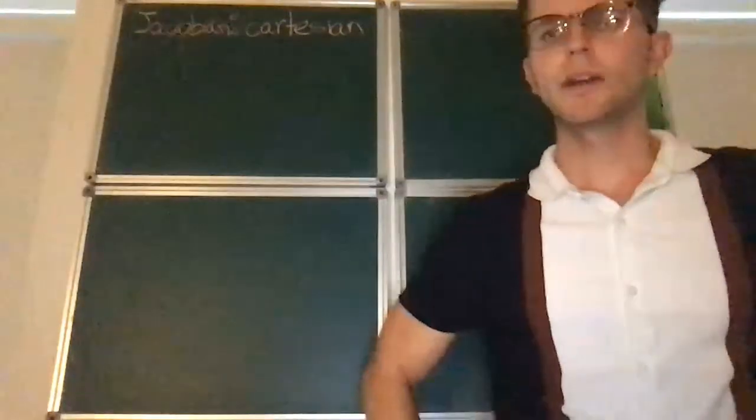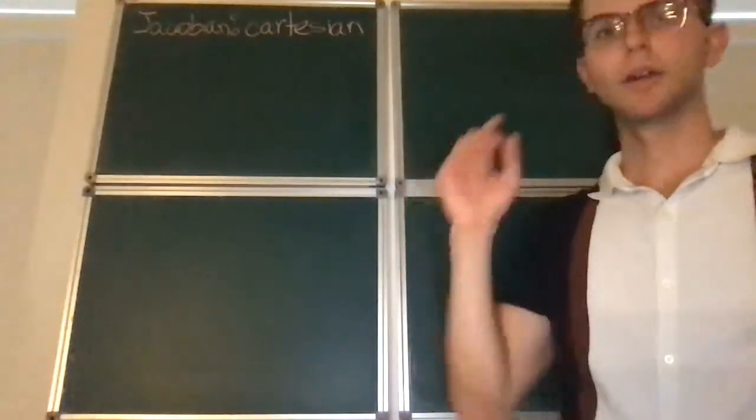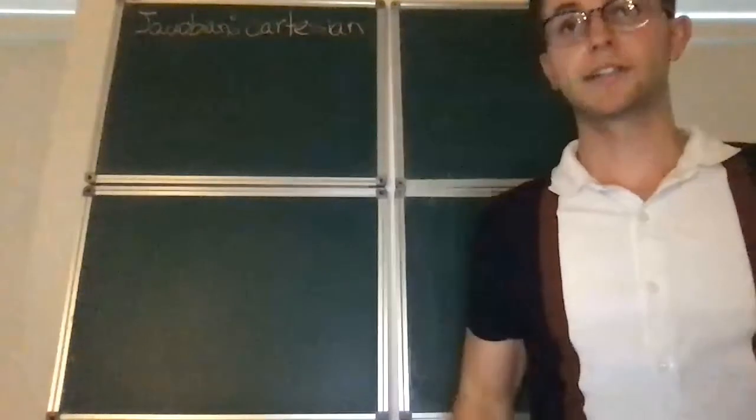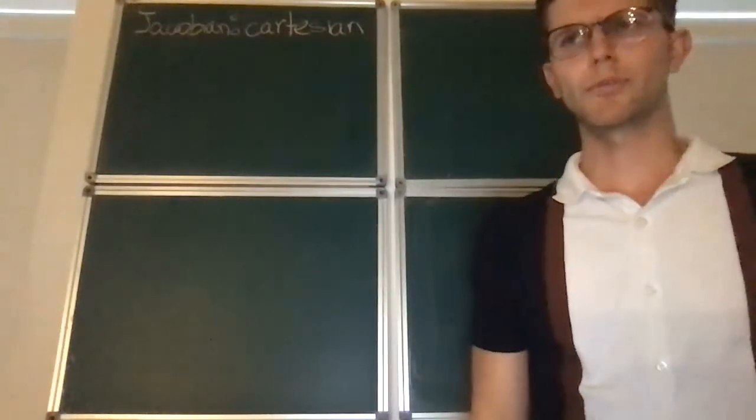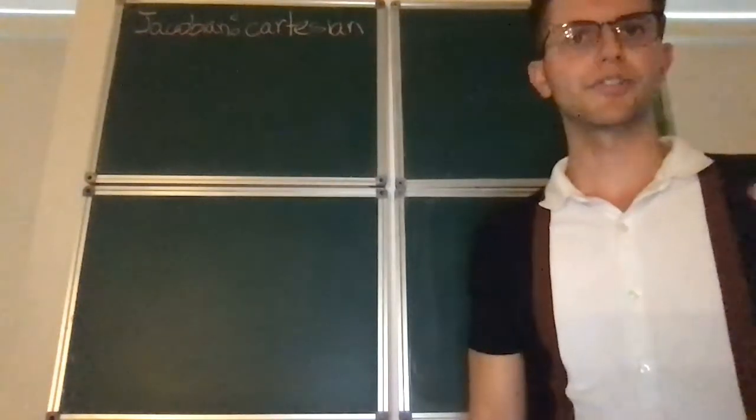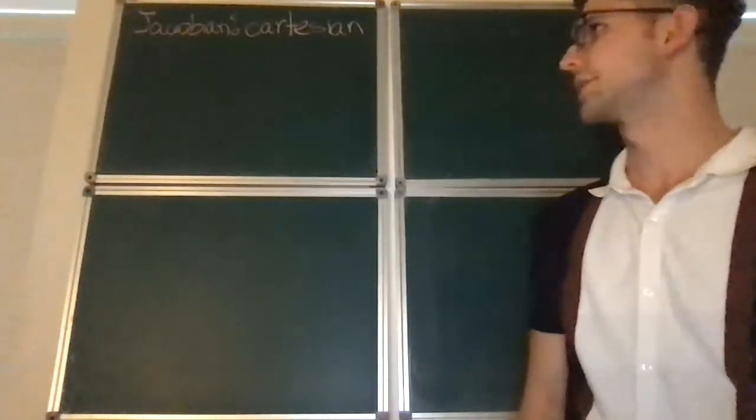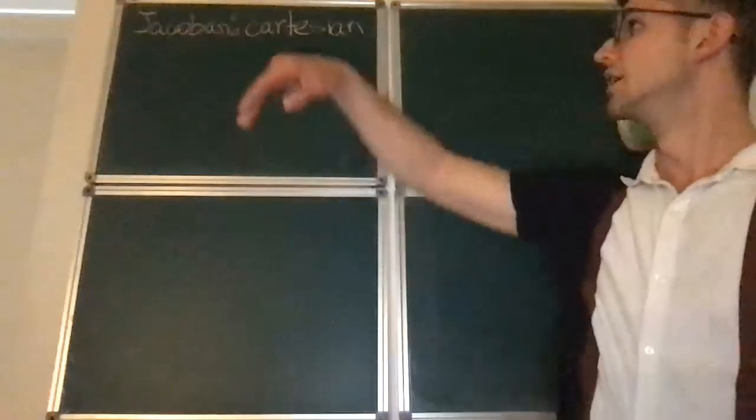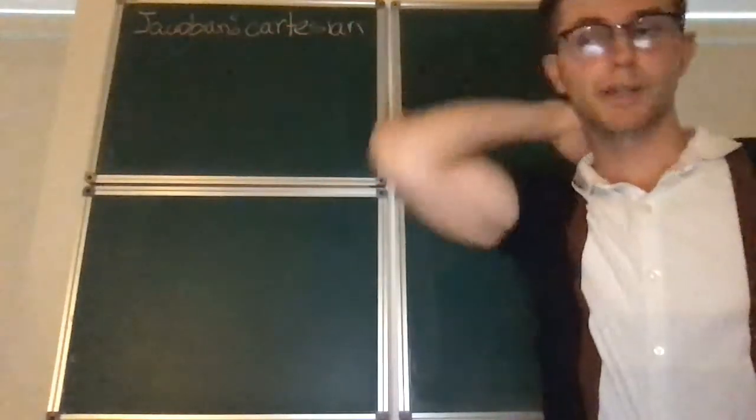Okay, so now I'm going to explain to you the Jacobian, which is basically the general way to change coordinates, to change an integral from Cartesian coordinates to any other coordinates you might be interested in using. So let me just start by explaining the logic from the point of view of the Cartesian coordinates.